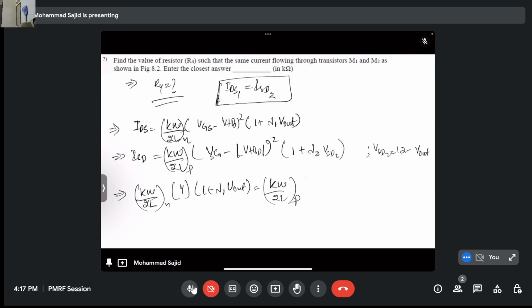P VSG is again given, that is 12 minus 1. No, sorry, VSG2 is 12 minus 10, that is 2. 2 minus 1 is 1. That will give me 1 plus lambda 2 times 12 minus V out. Okay, so you know these values, so you solve the question and you will get an output voltage of 7.2 volt.